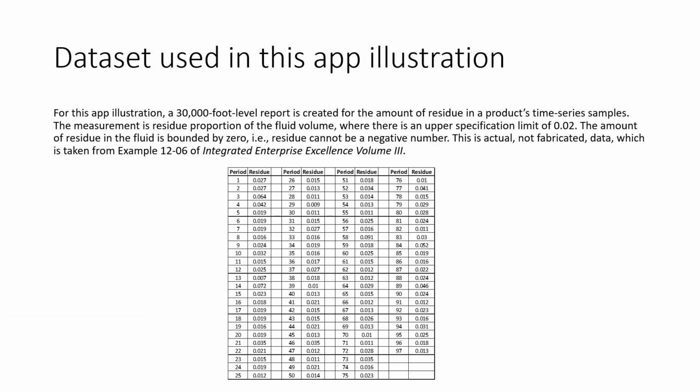For this app illustration, a 30,000 foot level report is created for the amount of residue in a product's time series samples. The measurement is residue proportion of the fluid volume, where there is an upper specification limit of 0.02. The amount of residue in the fluid is bounded by 0. That is, residue cannot be a negative number. This is actual, not fabricated data, which is taken from example 6 in Chapter 12 of Integrated Enterprise Excellence Volume 3.